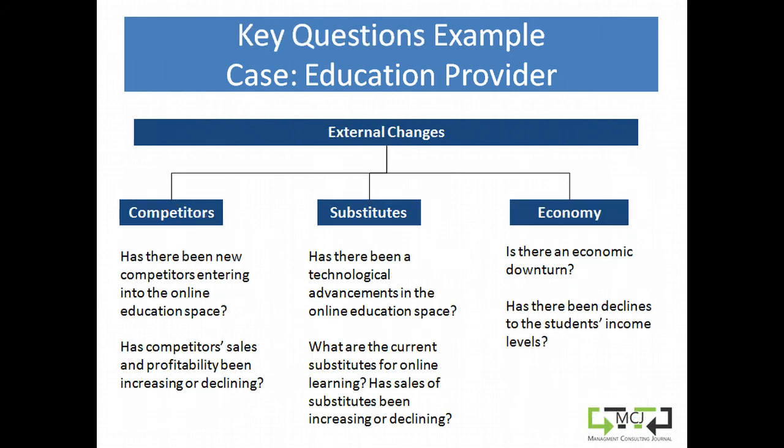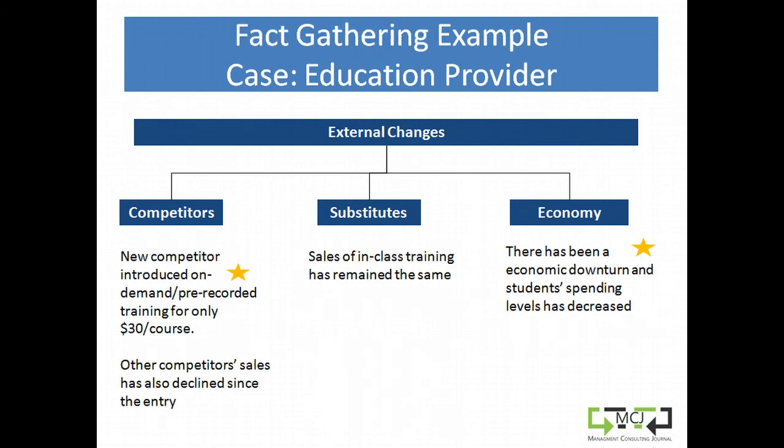You might remember that in the previous section we had a question about low-cost competitors coming in. So that's why one of our questions is, are there new competitors entering into this space? So once we ask all those questions, we're going to get some data from the interviewer, and they are as follows. On the external changes side, we find that new competitors introduced on-demand pre-recorded courses for only $30 per course. And this could be a very big aha moment. That's why I put a yellow star on it, because it's usually information like this that leads you to your conclusion. Other competitors' sales has declined since the entry as well.